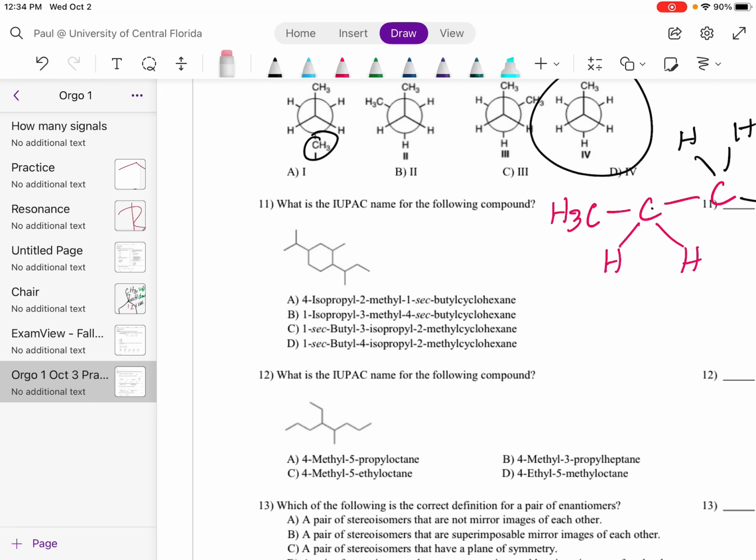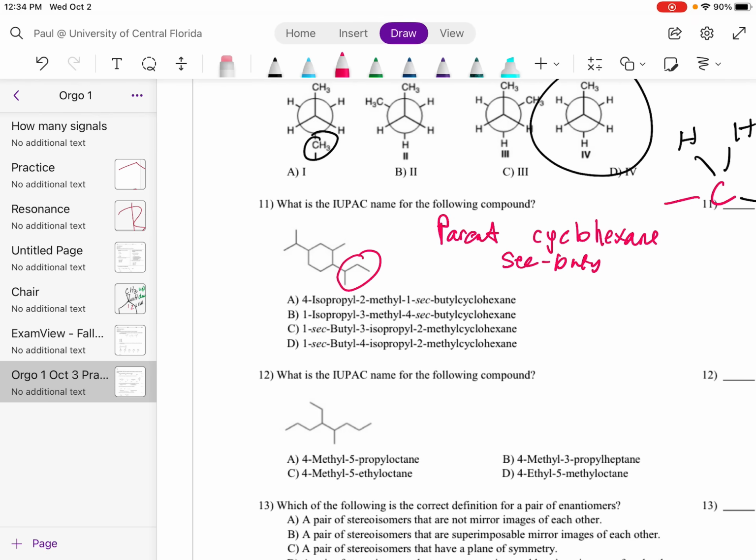So what is the IUPAC name for the following compound? Let's see here. So we see that the parent chain, okay, the parent chain right here is what? Cyclohexane. The substituents, that one right there is a sec-butyl. That is a methyl. And that is an isopropyl.